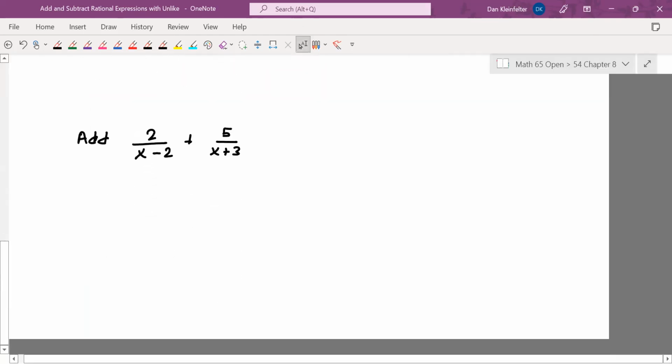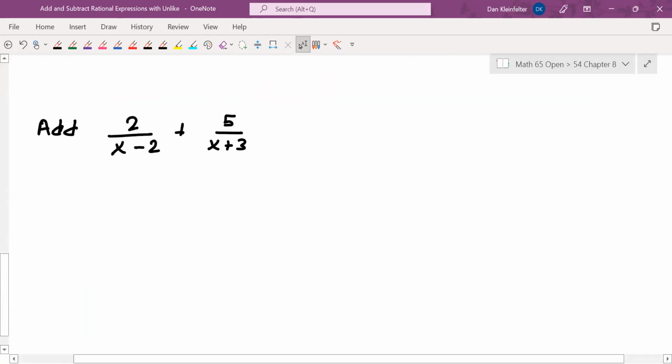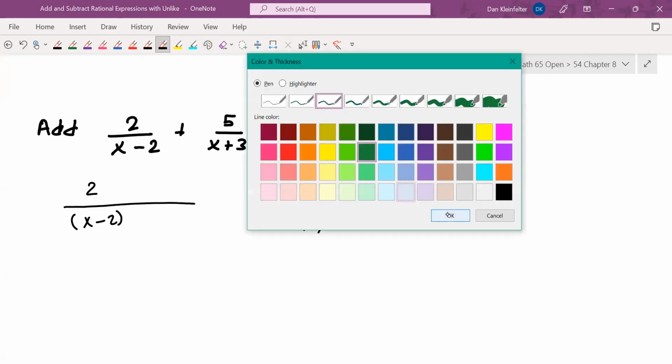This time we have a couple of binomial denominators. The first one is x minus 2, the second one is x plus 3. So there's no factoring to be done, right? The denominators that we already have are already factored, but they're each missing a little something. So let's go ahead and put that in.